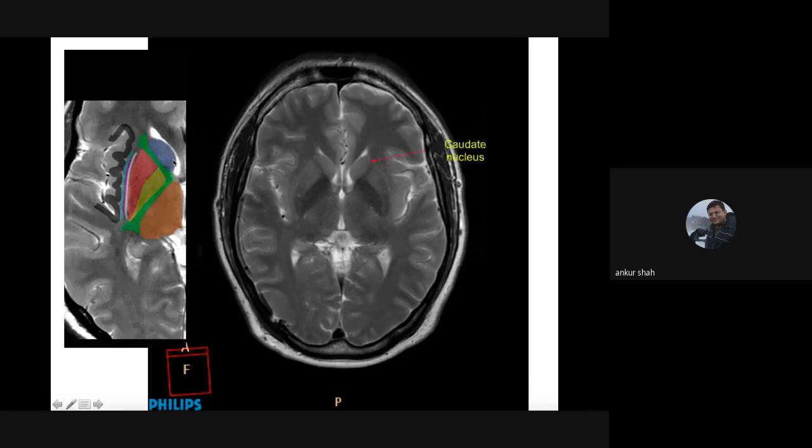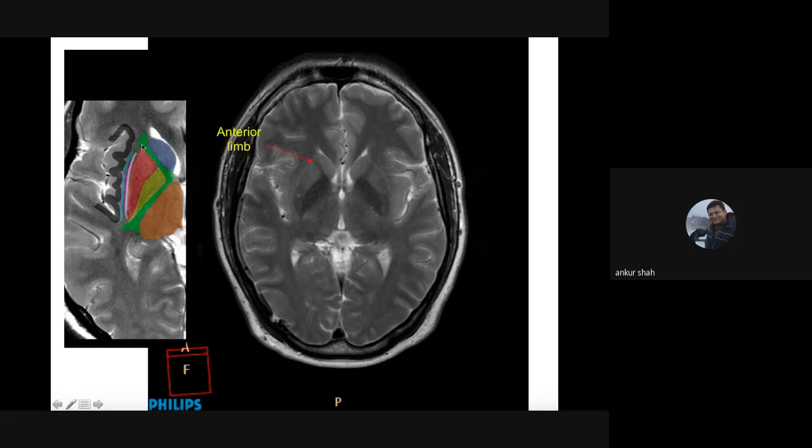This is the caudate nucleus, the head of the caudate nucleus. Above that is the body and tail, but the important thing to look for is the head of the caudate nucleus. Then there is the external capsule, which is outside this. Then there is the putamen, which is the outer structure, and the globus pallidus, which is the inner structure.